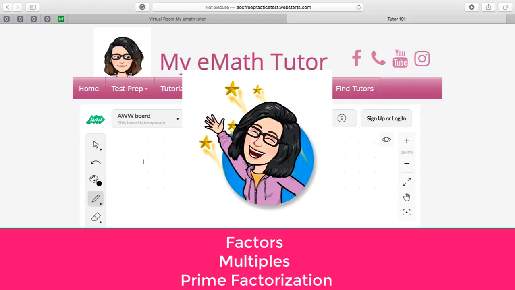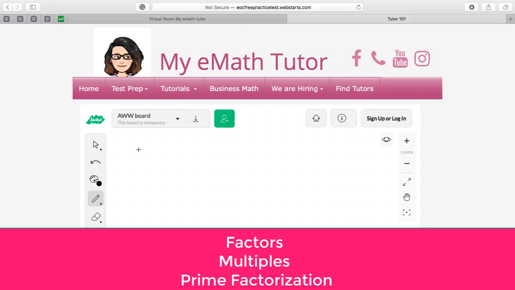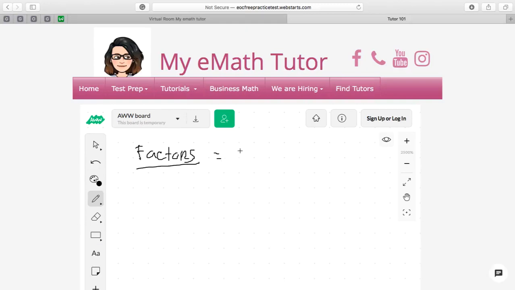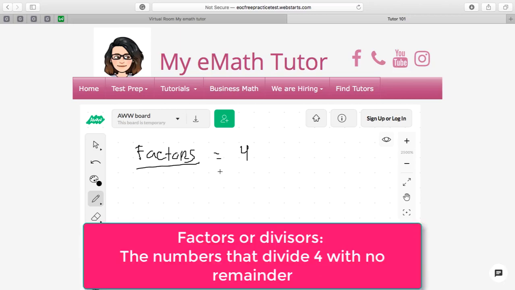and multiples. So let's see the difference between a factor and a multiple. Let's say that I ask you for the factors of the number 4, for example. All I'm asking you is, what are the numbers that you can divide 4 by and get a whole number? So for example, if you divide 4 by 1, that's 4. So then 1 is a factor.